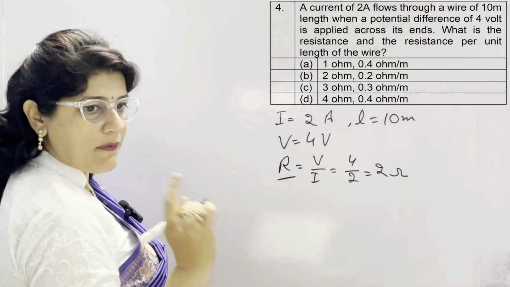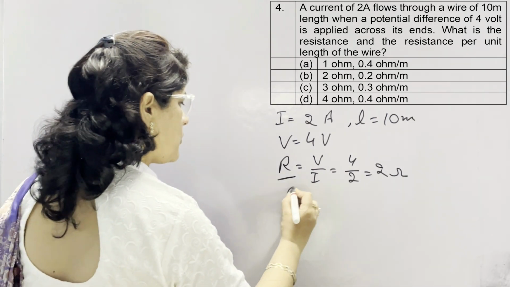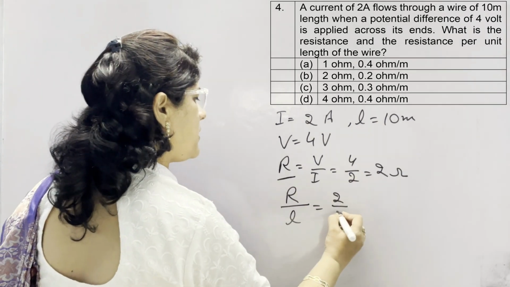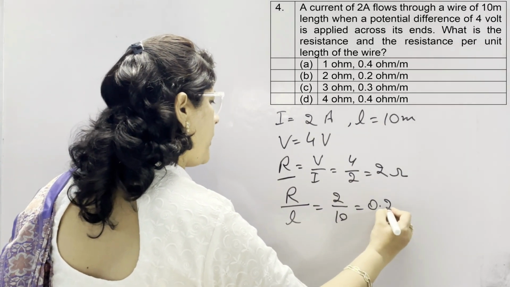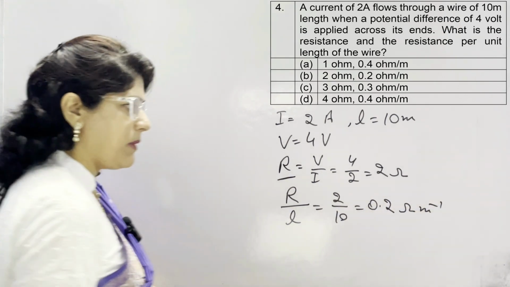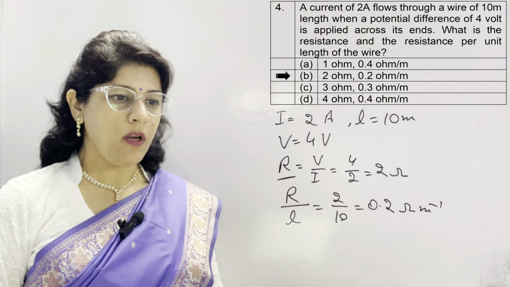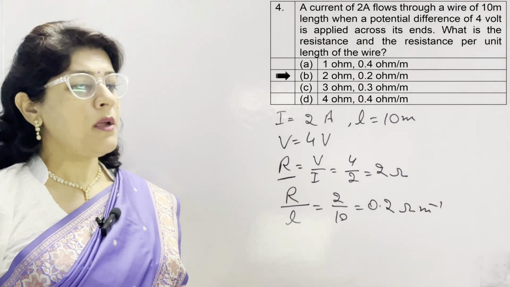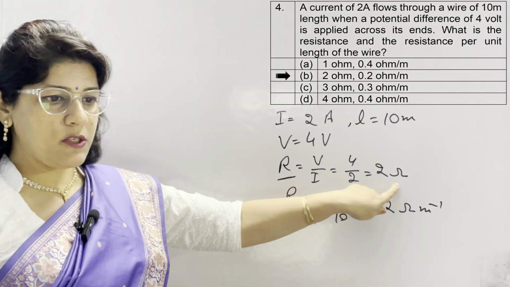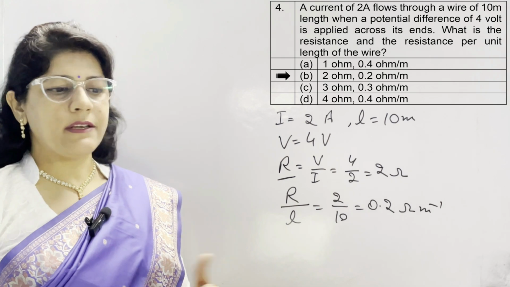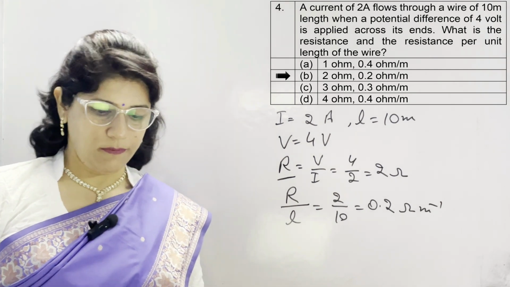Now in the second part they have asked the resistance per unit length. So resistance per unit length is resistance divided by length. So 2 divided by the length, which is 10. It means 0.2. The unit of resistance is ohm, length is meter. So ohm per meter, 0.2 ohm per meter. Given options are A, 1 ohm and 0.4 ohm per meter. B is 2 ohm and 0.2 ohm per meter, which is our correct option. And C and D are incorrect options here.